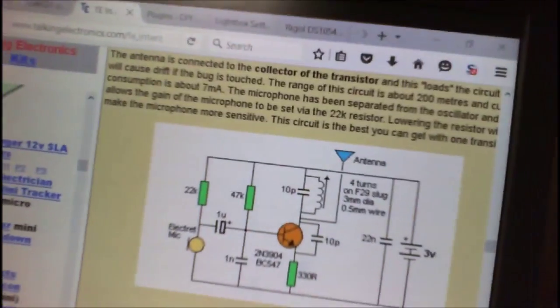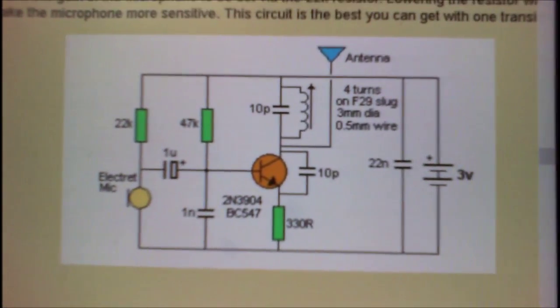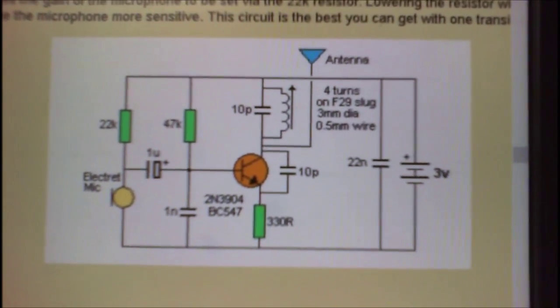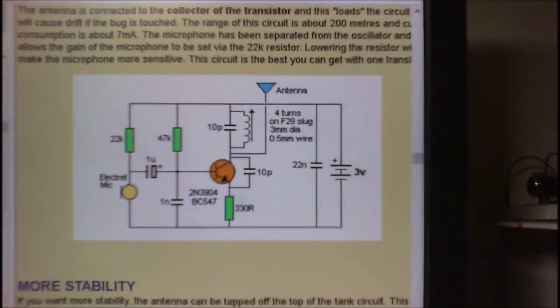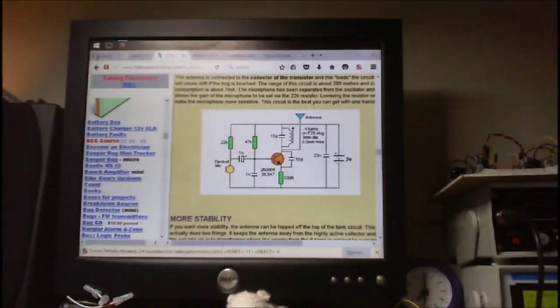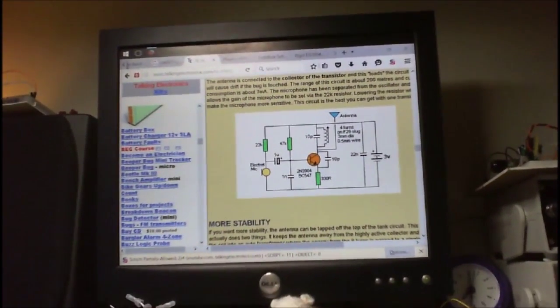So, like I said, I bought a kit before. I think the kit came from the same fella as where this came from. This circuit is another one from Talking Electronics. There's quite a few on the pages there, the FM transmitters. Brilliant site to look at, and it tells you all about the layout and everything.